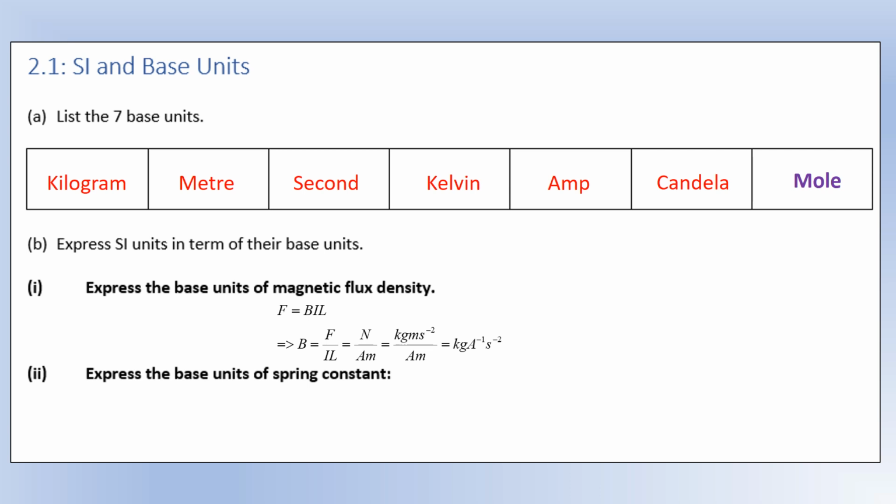We can do the same process again for spring constant as well. We're going to use the mathematical version of Hooke's law, make k the subject, sub in the units, turn them into base units, and we get kilograms per second squared.